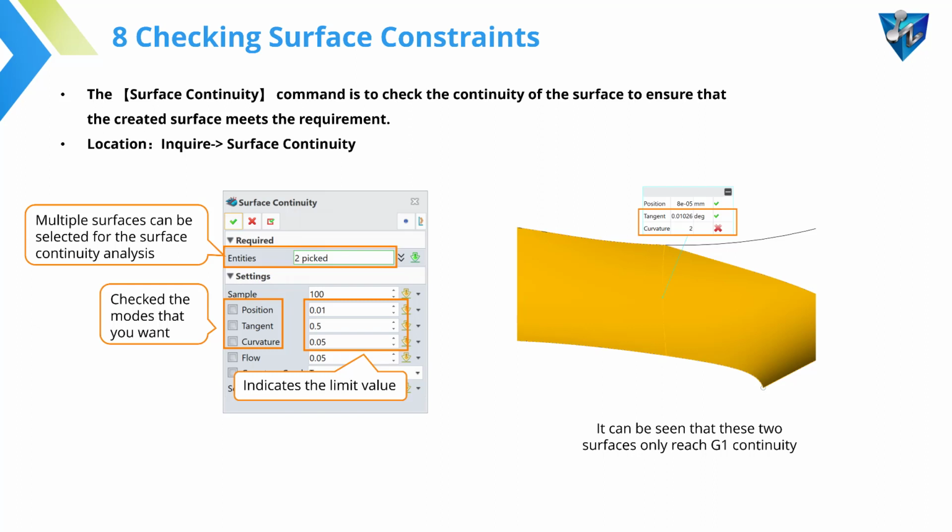Finally, there is a checking tool, surface continuity. You can use this command to check the continuity of the surface. Only select the surfaces and then set the continuity check. The result will display. Okay, all of these are the advanced surface. Let's move on to ZW3D to show more detail to you.